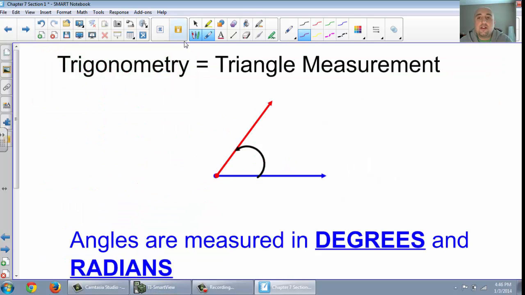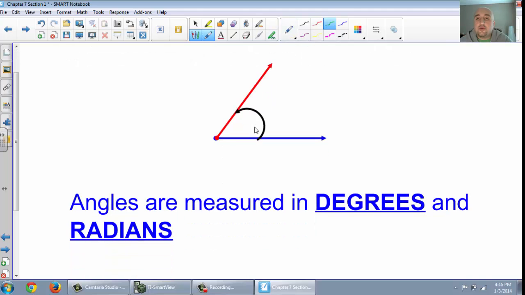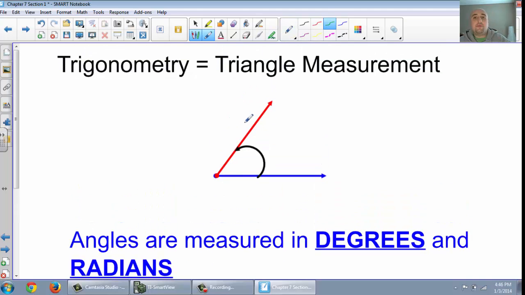Okay, so let's get right into this. So first thing we need to talk about, trigonometry. Trigonometry, all it means is triangle measurement. Okay, it deals a lot with triangles and it deals a lot with angles. Angles and triangles are what trigonometry is basically all about.